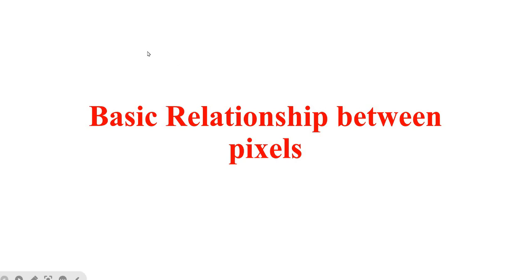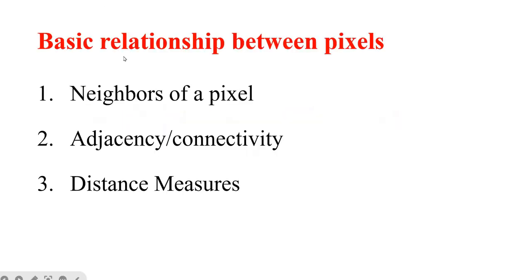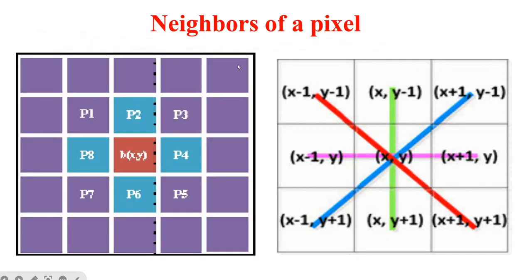Hello everyone. In this video, we'll see the basic relationship between the pixels. To define the relationship between the pixels, we have neighbors of a pixel, adjacency or connectivity, and the distance measures. In this video, we'll see only the first two, and for the third one, I have a different video. Coming to the neighbors of a pixel, suppose this is an image.